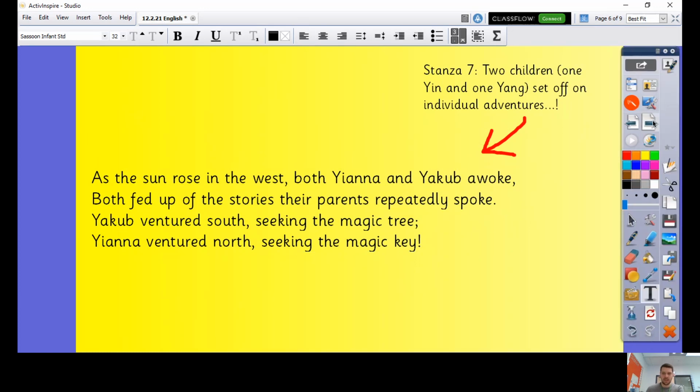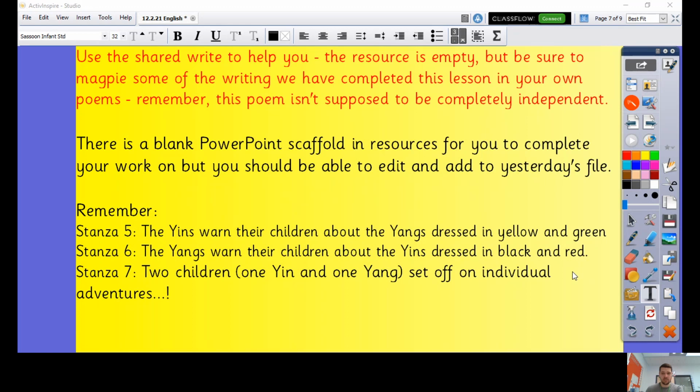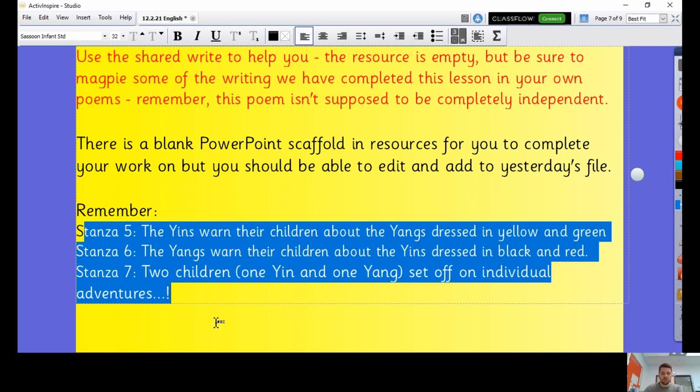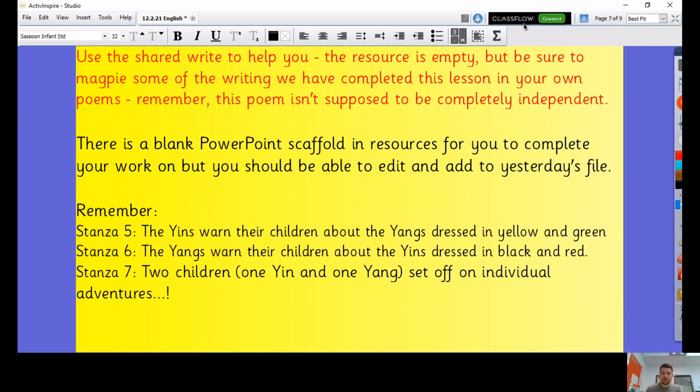Remember, once you've drafted it, to type it up and submit your work, or take a photo of it and turn your work in. Remember that you don't need to completely rewrite it. Use a shared write to help you with what needs to be within your stanzas. Use online resources and dictionaries and thesauruses to improve your vocabulary.